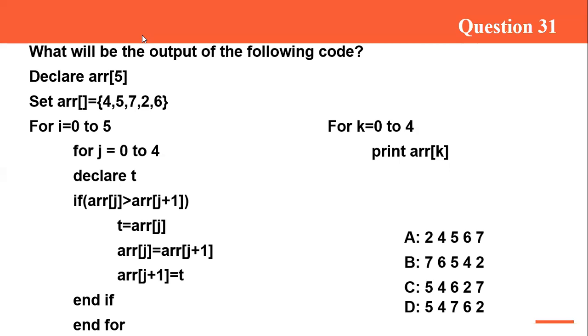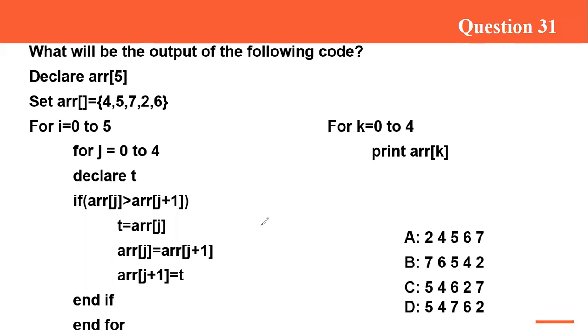Whenever the current element is greater than the next element, we are moving it backwards. That means we are arranging elements in ascending order, obviously. So the answer is all the elements of the array in ascending order. I hope everyone knows the bubble sort technique. If you know that, then only you can answer it. If not, you have to manually traverse it and check what is happening.